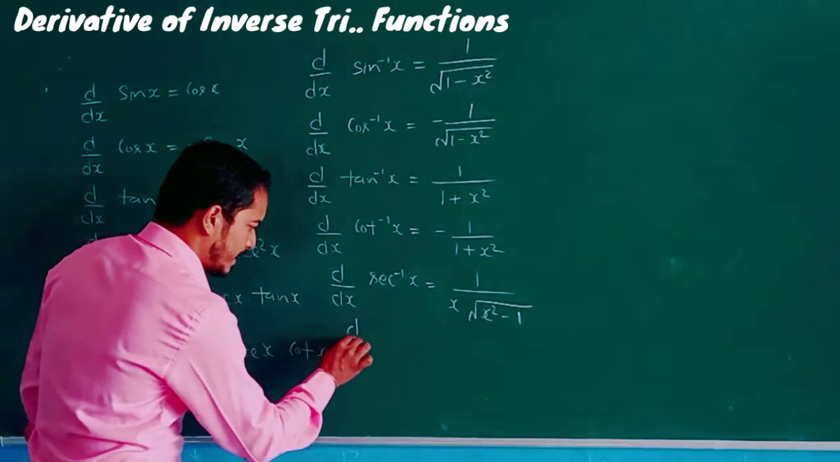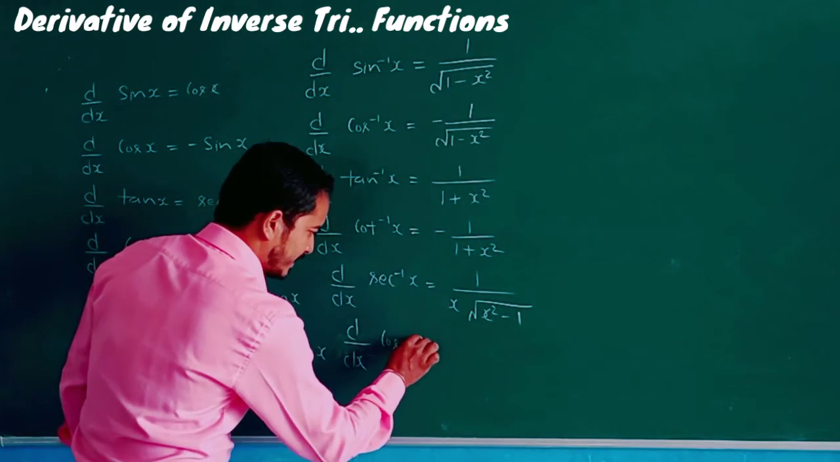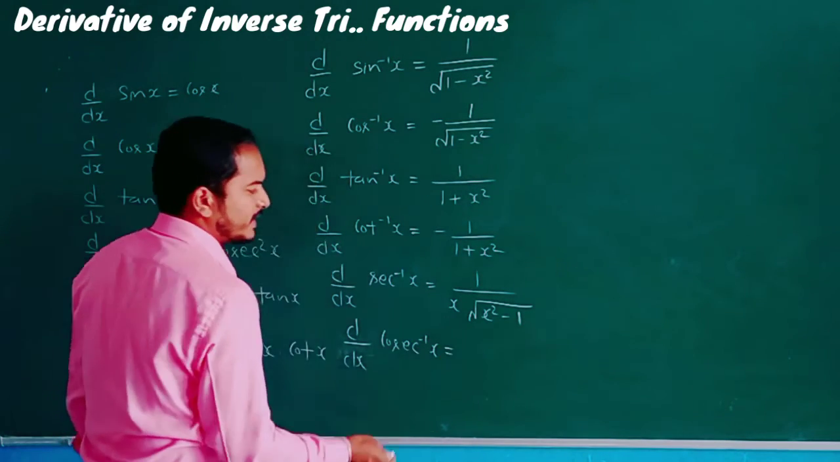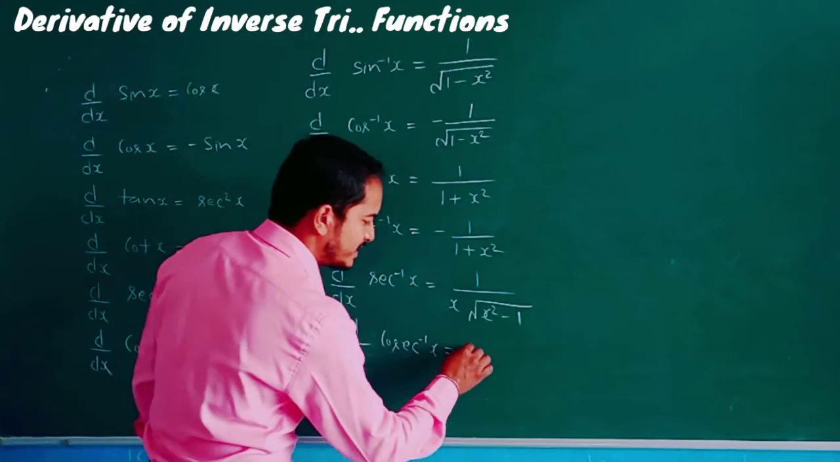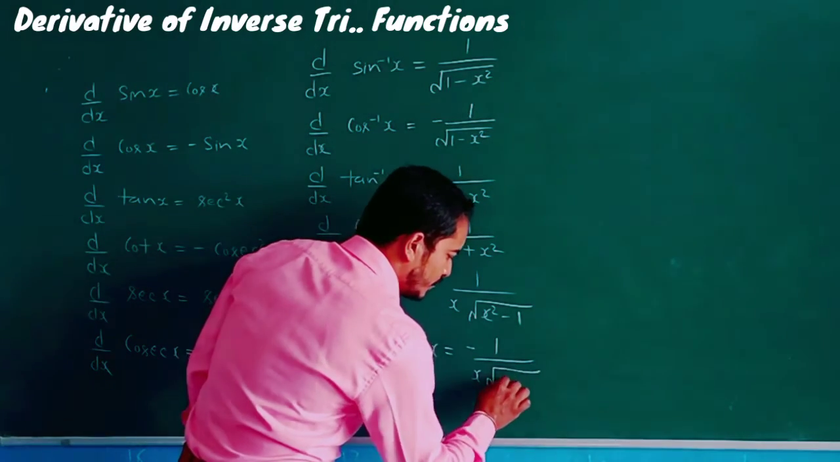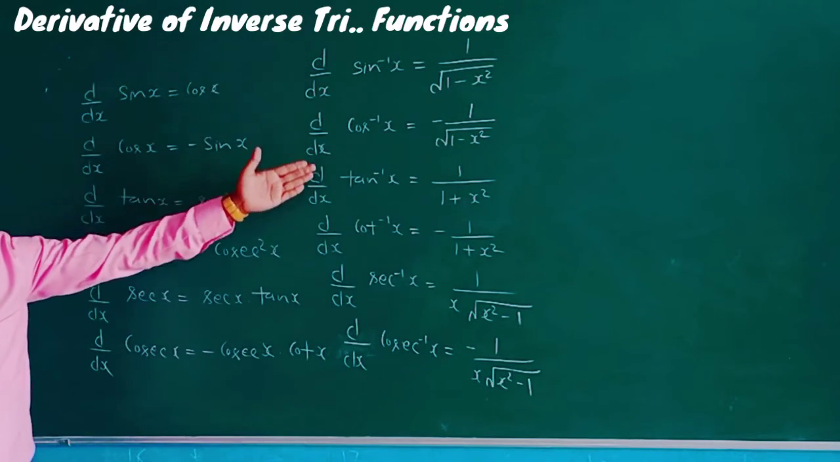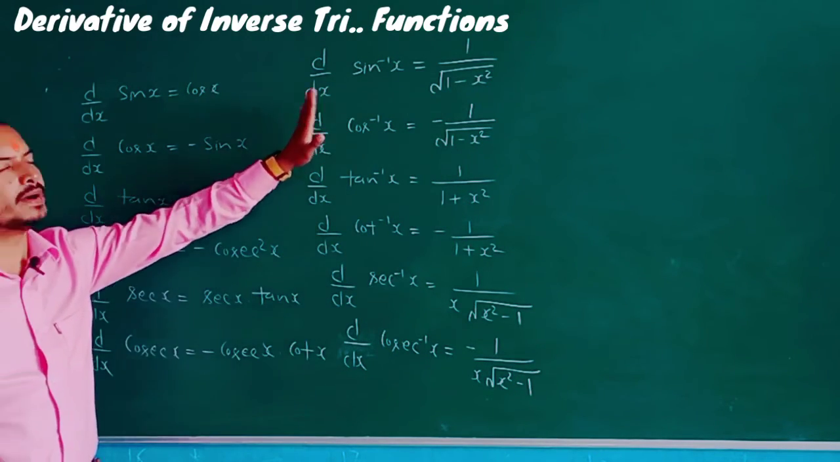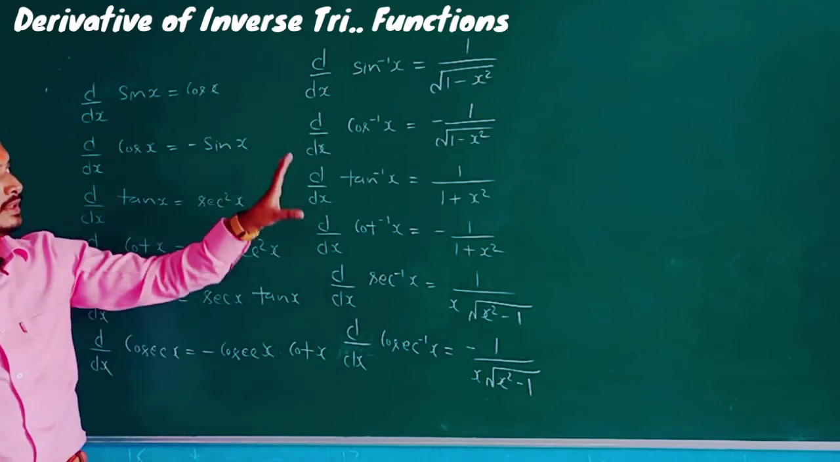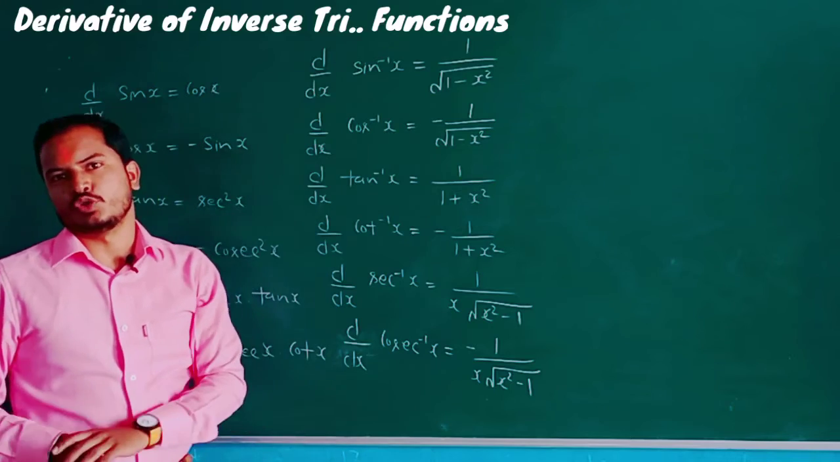And the derivative of last inverse trigonometric function, that is cosec inverse x, it will remain same as of sec inverse x, but sign is negative, minus 1 upon x into root x square minus of 1. So these are the derivative of inverse trigonometric functions. You can easily calculate these derivatives by using trigonometric substitution.